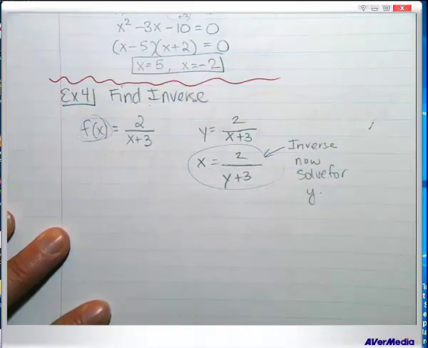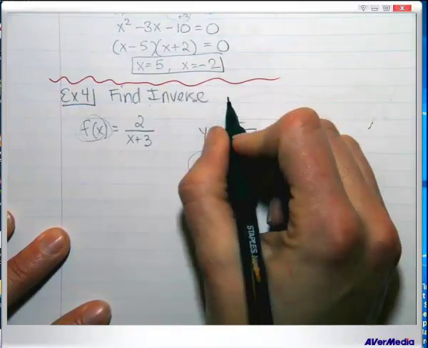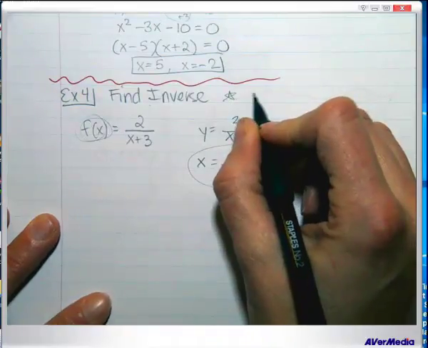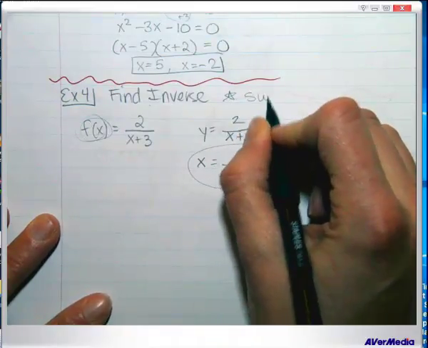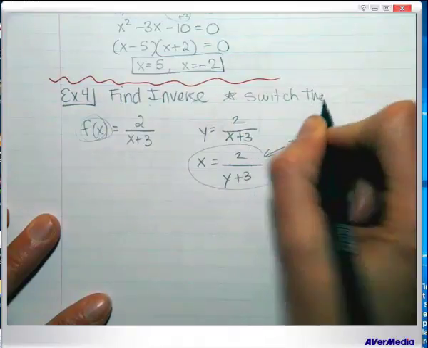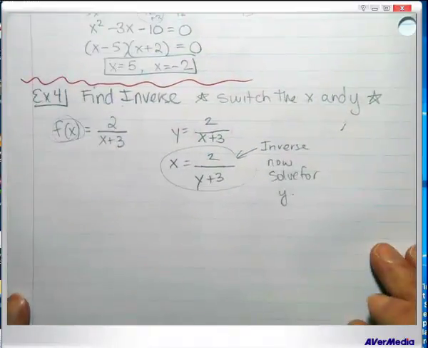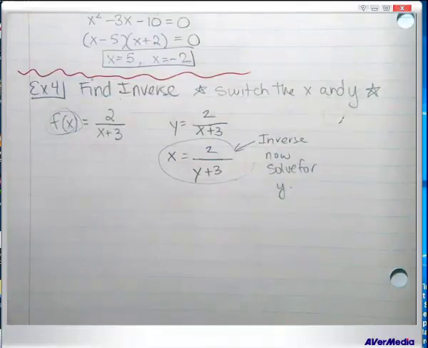So what we need to do here is find the inverse, because no one remembered it except Shannon. Everyone except Shannon needs to write down: switch the x and y. That's what you do when you find an inverse. And then you solve for y.